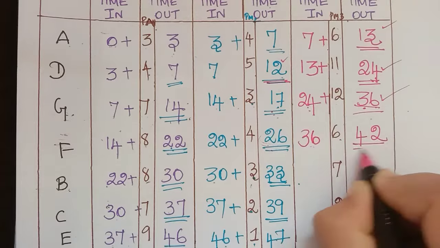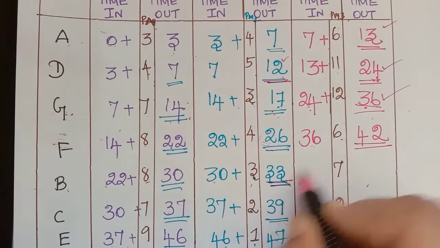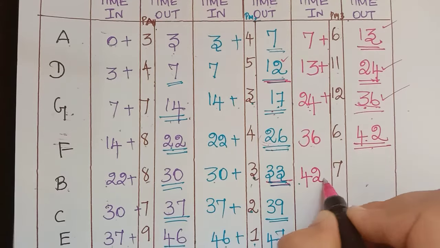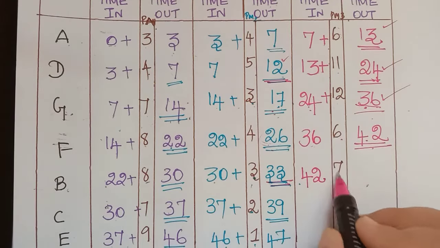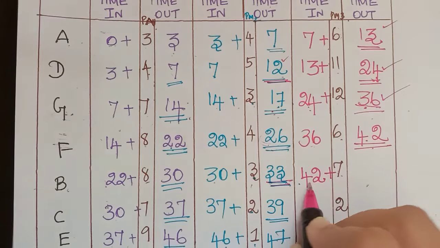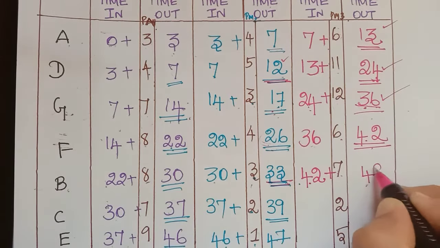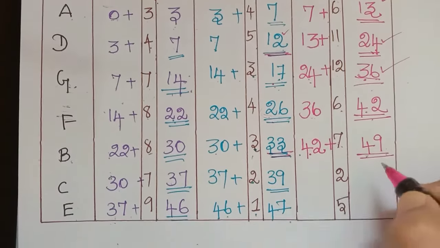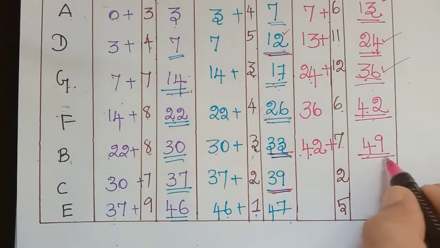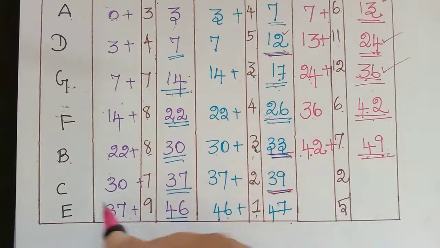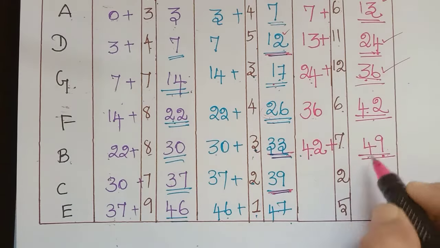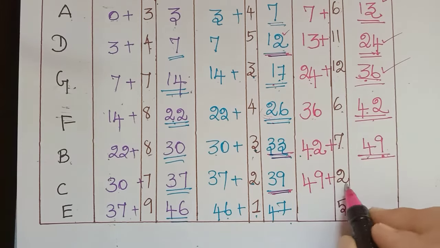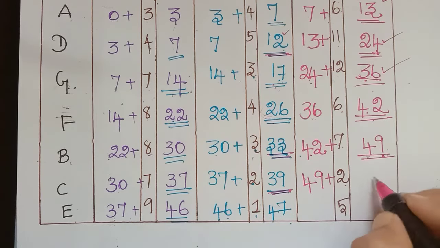Now whether 42 is greater or 33, which is maximum? 42 is maximum, so write that 42 over here. Now it works here for 7 hours, so add that to 42 and you get 49. So it comes out at 49. Now whether 49 is greater or 39 is greater? 49 is maximum. So C will enter at the 49th hour. So 49 you have to write here, plus this 2, so it will be 50.